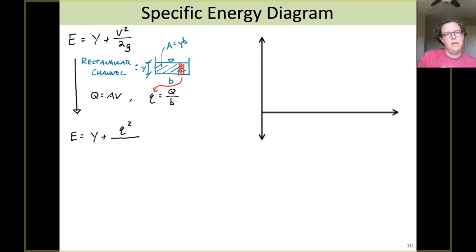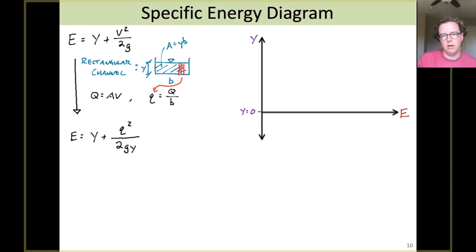So if you take all of those and you do a little algebra, you can find yourself with this equation. I've basically just replaced the velocity term with a definition that uses the specific discharge, or that lowercase q. And we're actually in a place now where we can solve this.